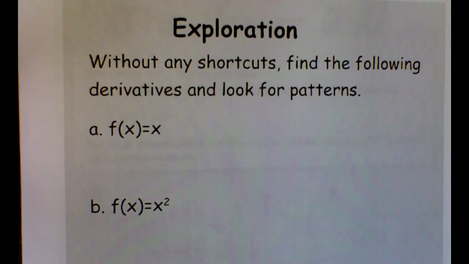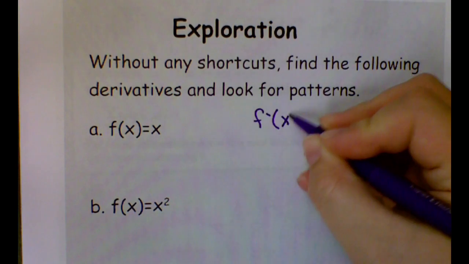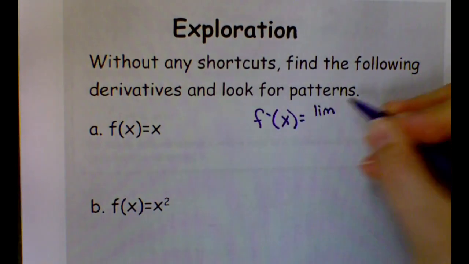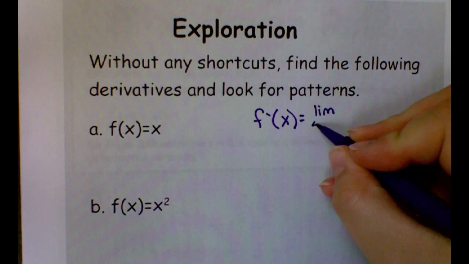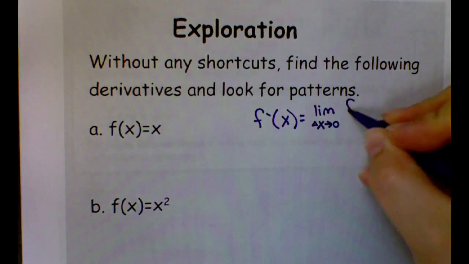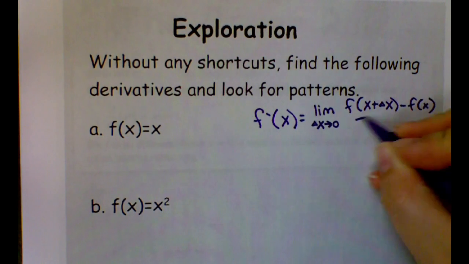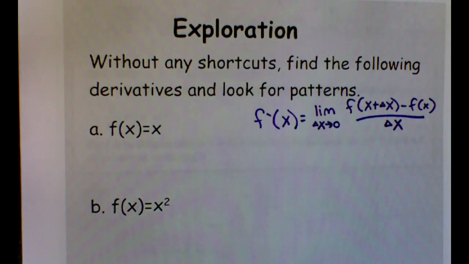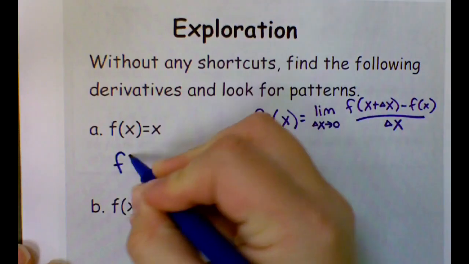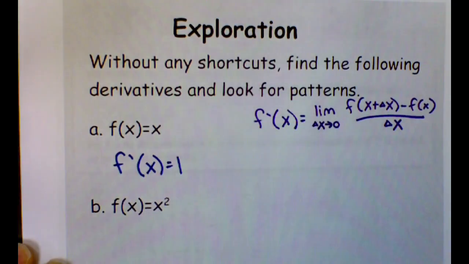Now, without any shortcuts, you're going to be asked to find each of these derivatives and look for any patterns you see. Remember that without a shortcut, the derivative of f of x is equal to the limit as delta x approaches 0 of f of x plus delta x minus f of x all over delta x. To do this, you'll use the tricks that we learned in lesson 1. To save time, I'm not going to do all of these for you, but the derivative of f of x equals x is just 1.